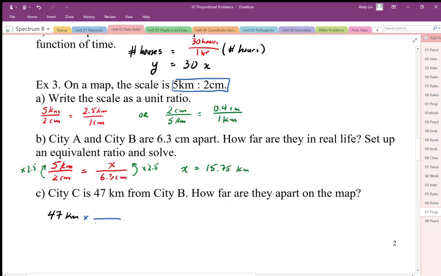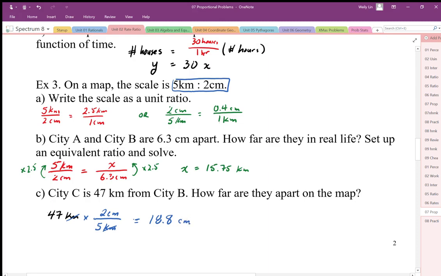So I need to get rid of kilometers, so I know that I put the 5 kilometers on the bottom and the 2 centimeters on the top. The kilometers cancel out, and I end up with 47 times 2 divided by 5. So 47 times 2 divided by 5 gives me 18.8 centimeters. Okay, and I know that my units are centimeters because I'm keeping track of my units here. Kilometers and kilometers cancel, I'm left with centimeters. And that's exactly what I was looking for.